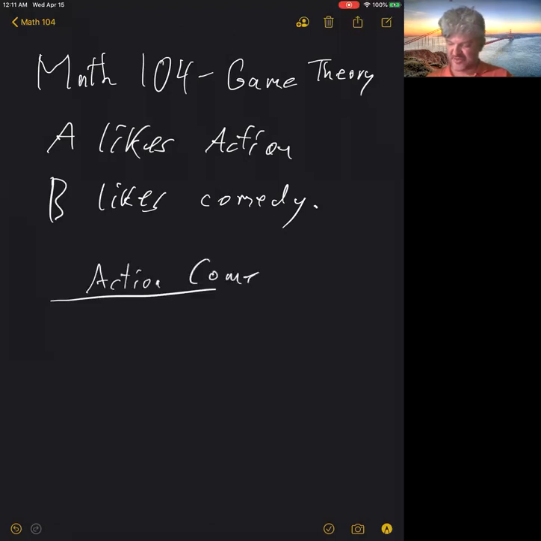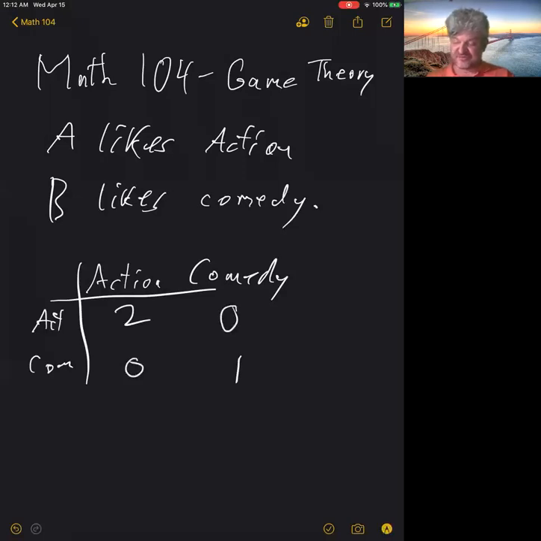Action, comedy, and for B, we have a 2x2 table, and A likes the action. If they go together, he is not totally opposed to comedy, so he gives it a score of 1. But if they're not together, he gives it a score of 0.